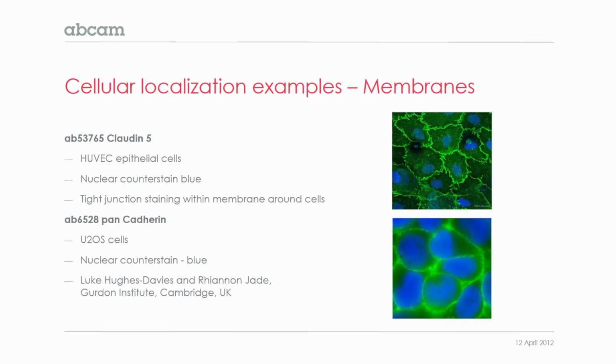Next, a couple of membrane examples. And here we have two membrane junction proteins. So at the top we have claudin 5. You can see the lovely green staining of the membrane. And at the bottom we have a pan-cadherin antibody.